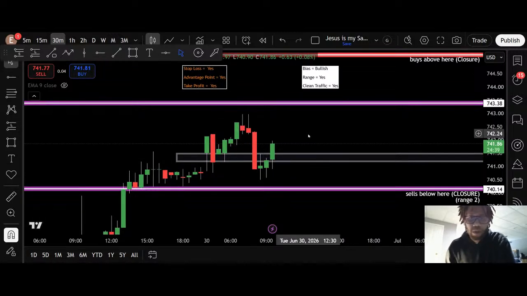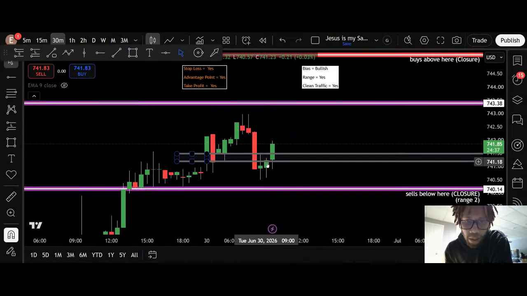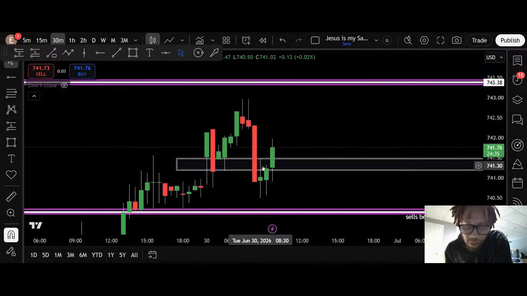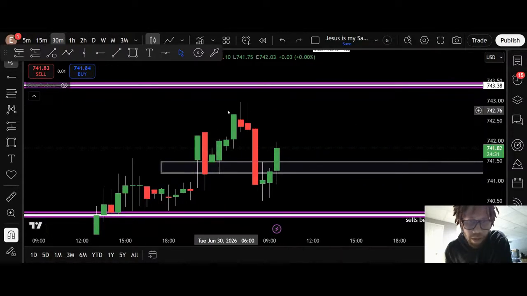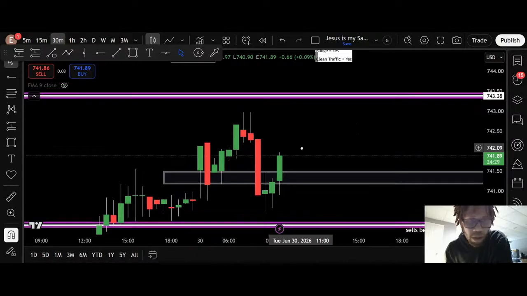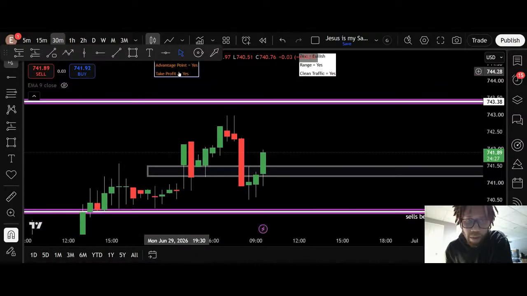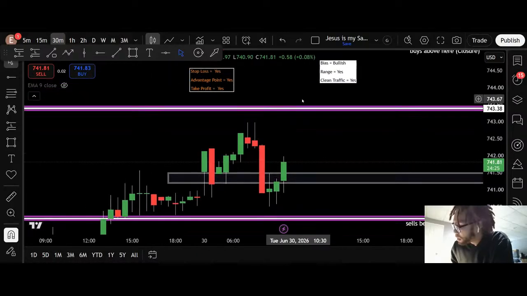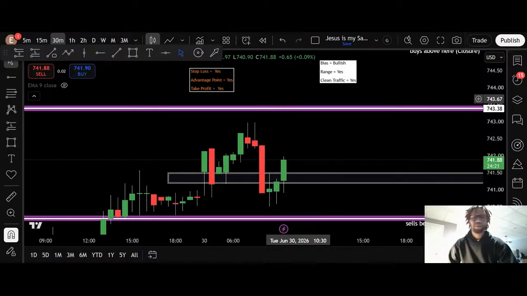All right, YouTube. So you see the market somewhat closed inside here. Nice bottom wick, and it's starting to push up. We will have clean traffic here to the left on the 30 minute. And again, the previous 1 hour candle does not have a top wick.